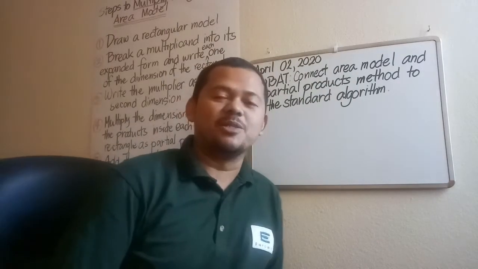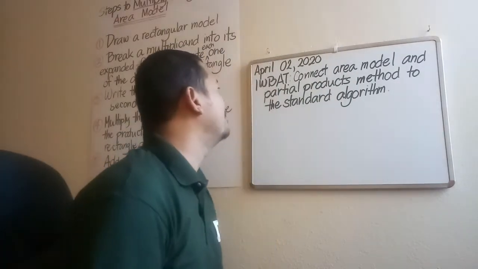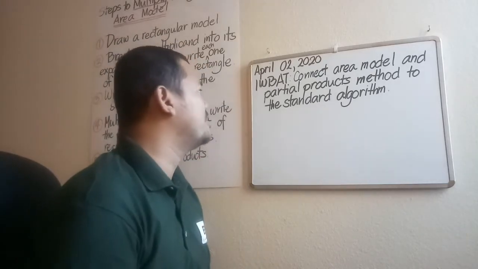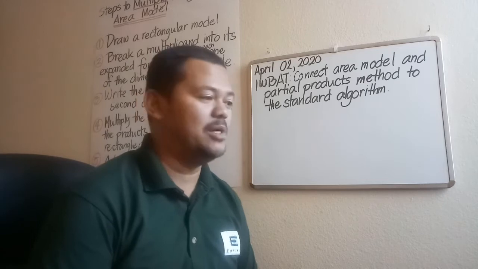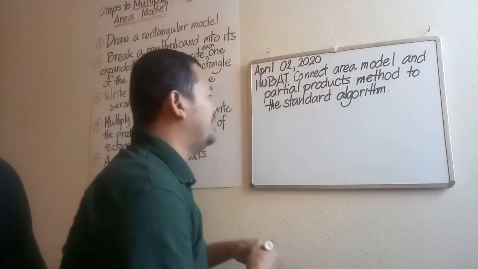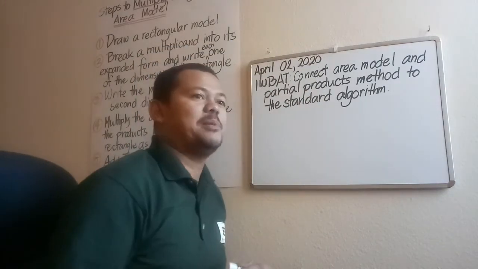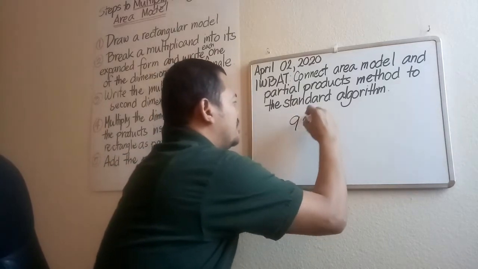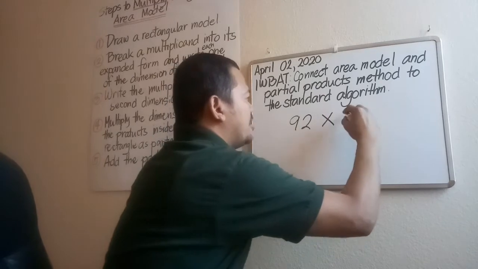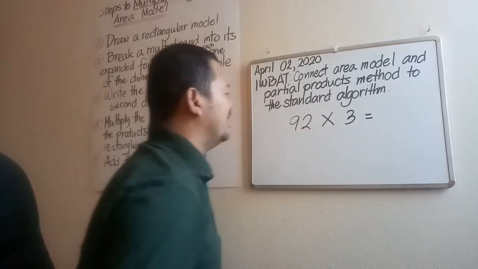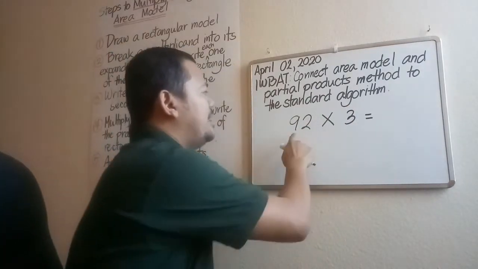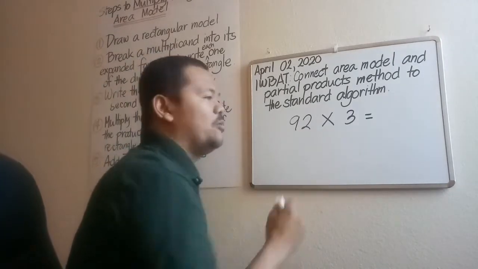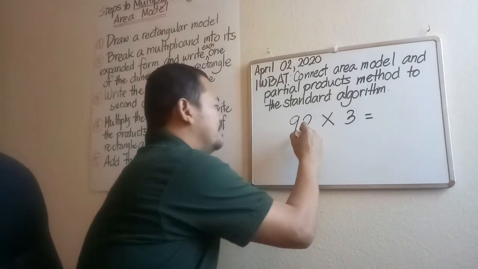Good morning, everyone. So this morning we are going to learn how to connect the area model and partial products method to the standard algorithm. Okay, so as a review, we need to find out first the parts of our multiplication process. Say, for example, we got here 92 times 3. So the bigger number among the two here will be your multiplicand.